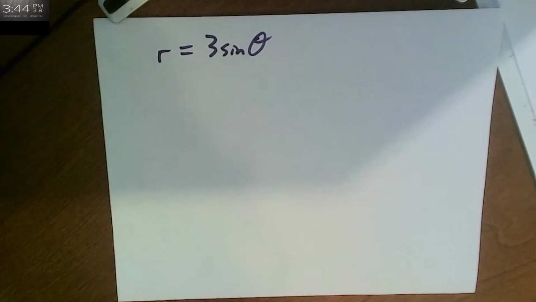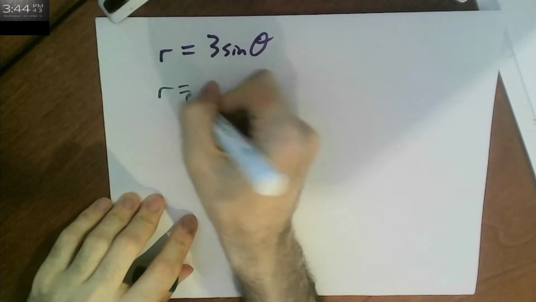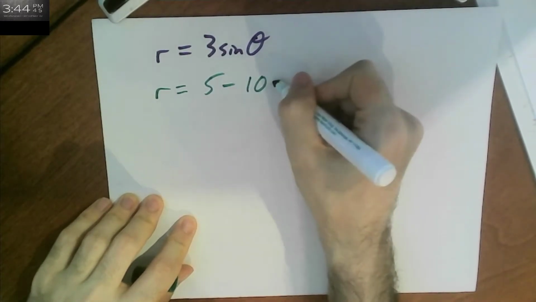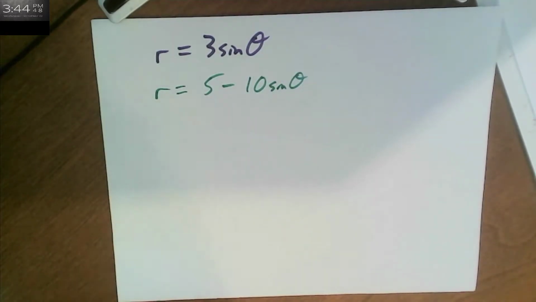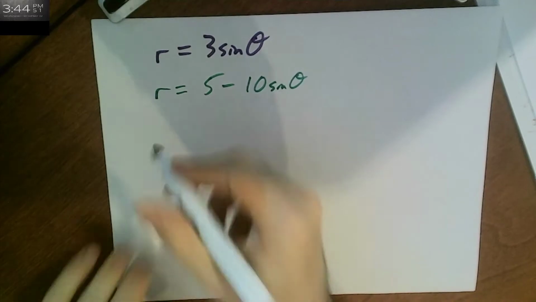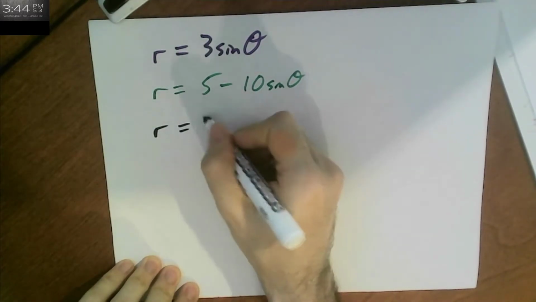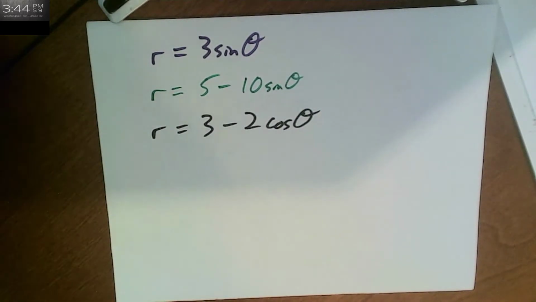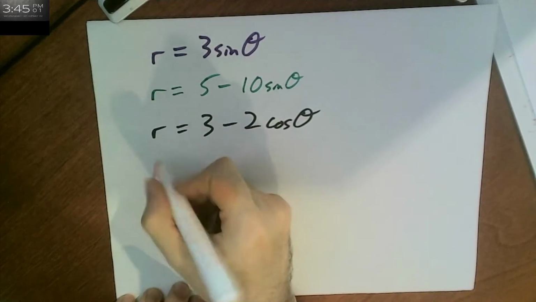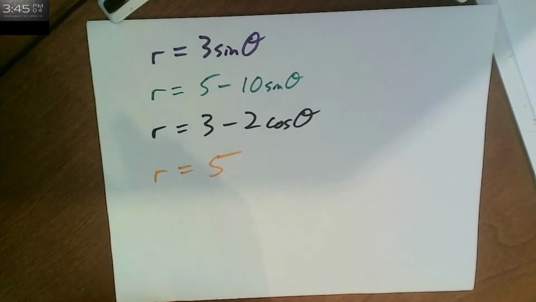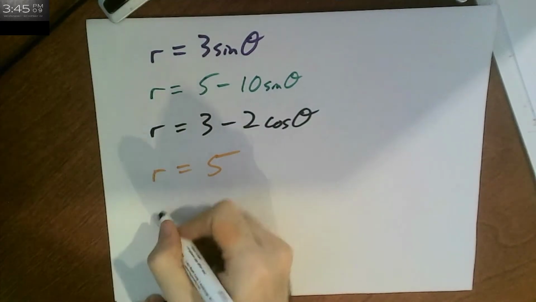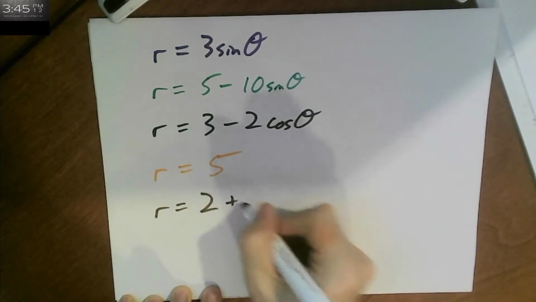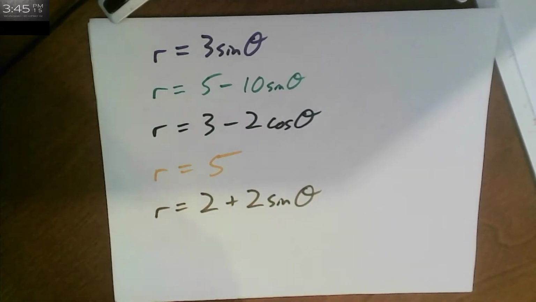So one option is that our radius is 3 sine theta. No problem. Or we could be talking about when our radius is 5 minus 10 sine theta. That's something we could work with. Or we could want to consider the shape when our radius is 3 minus 2 cosine theta. Another one we could think about. Or another option worth considering is when our radius is just 5, a shape we should be familiar with. Or perhaps our radius is 2 plus 2 sine theta, a shape we want to work with.